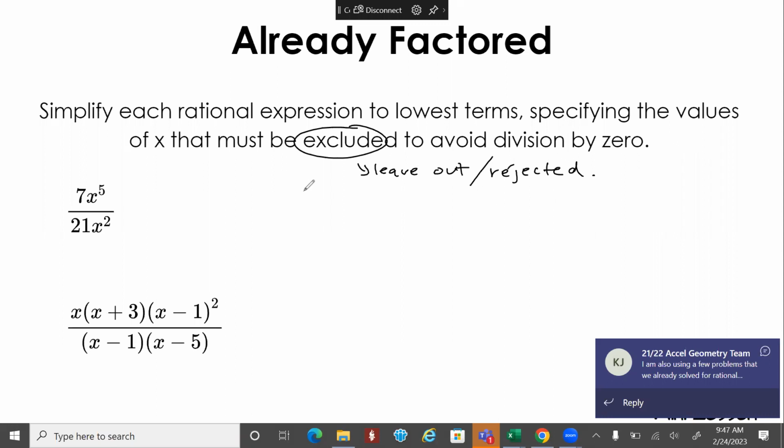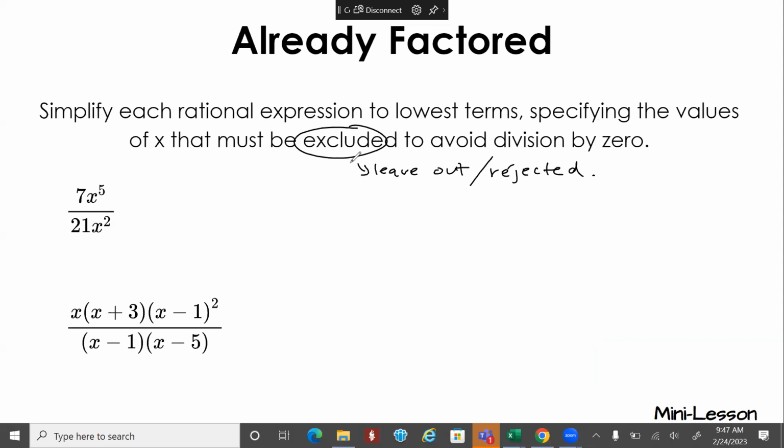All right. So looking at this first one, what can you take out in the top and the bottom? You can take out an x squared, okay? And the reason why is because we have 5 x's in the top and 2 x's in the bottom. How many can we take from each thing? 2 x's. What are we left with in the top? X to the third, right?